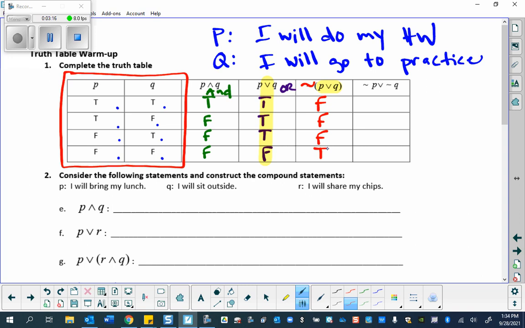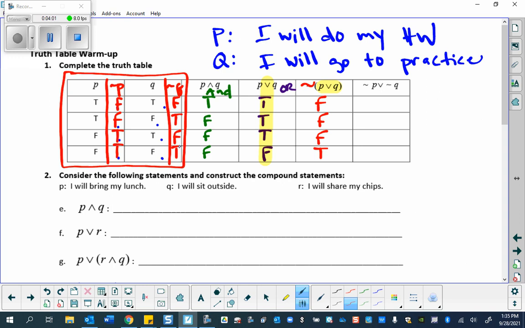Now the negation is interesting because if you look here at our next column, I'm talking about not P or not Q. So what we might want to do is come over to our original P and Q, and let's add another column and call this not P. Let's add another column and call this not Q. Because not true is false, not false is true. And I can do that for each of these by keeping track of and recording my negation.